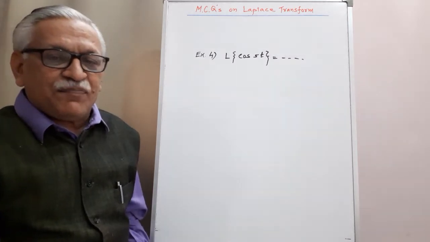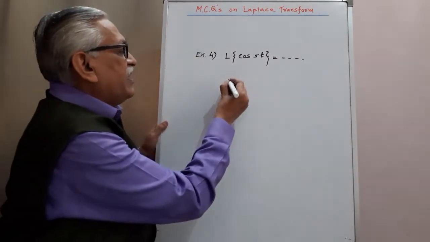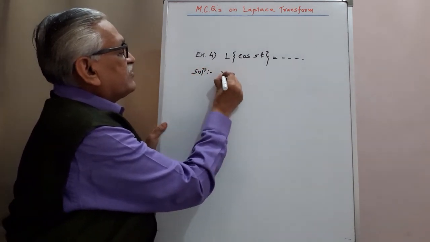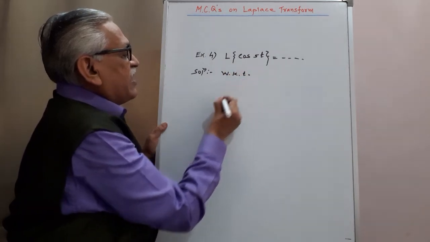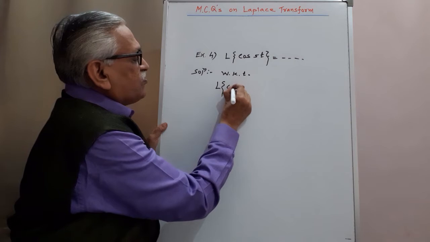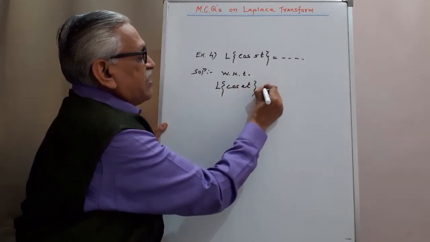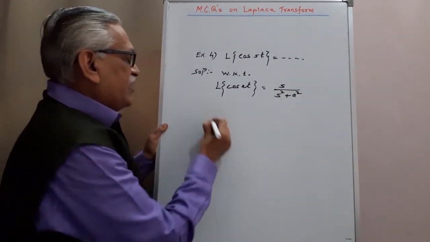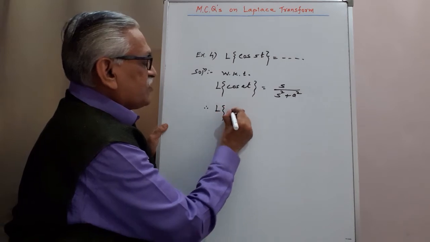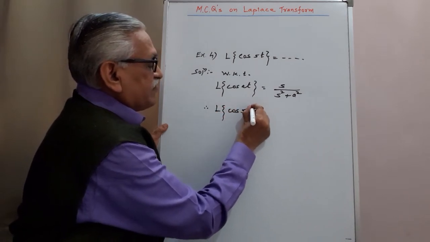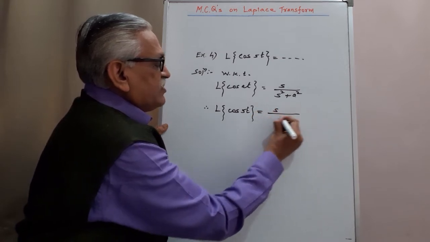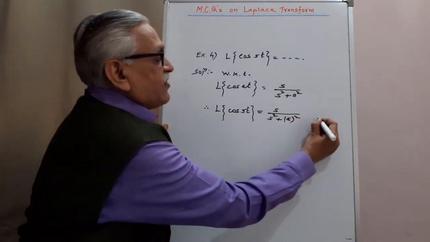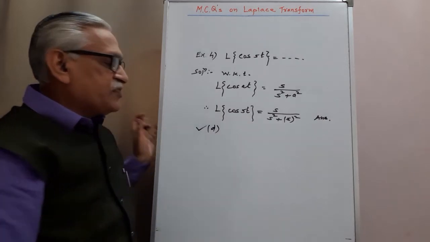Example number 4, find Laplace transform of cos of 5t, and to find the correct option we know that, again a standard result, Laplace of cos of at is s upon s square plus a square, and therefore Laplace transform of cos of 5t is here s upon s square plus 5 square as the required answer. Option D is the answer.